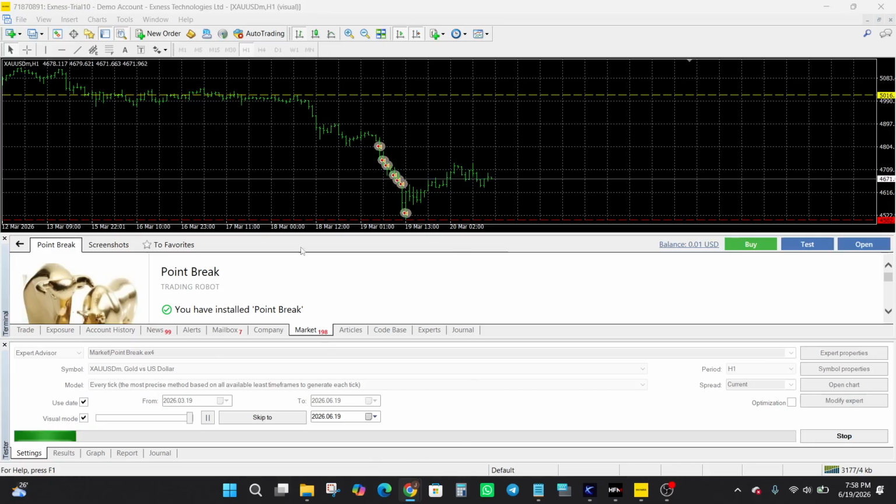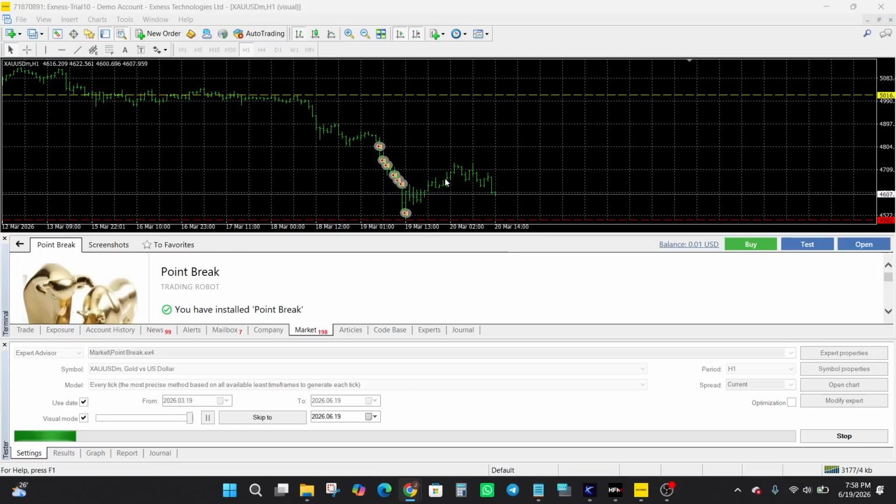Okay, so overall, the Point Break EA presents itself as an MT4 trading system that is focused on automated market analysis, balance based capital management, and configurable stop loss and trailing stop controls. As always, I recommend conducting your own testing and optimization before considering any live trading application.